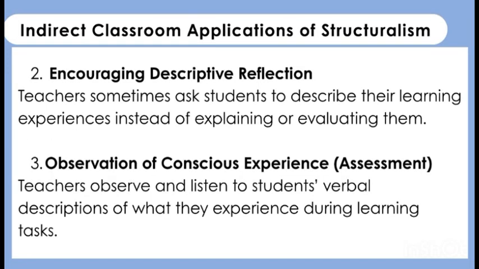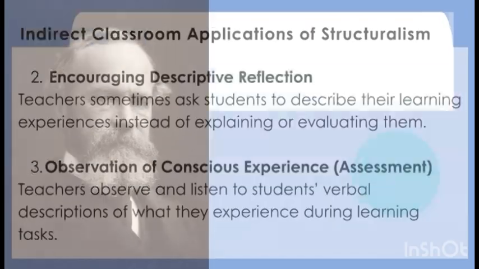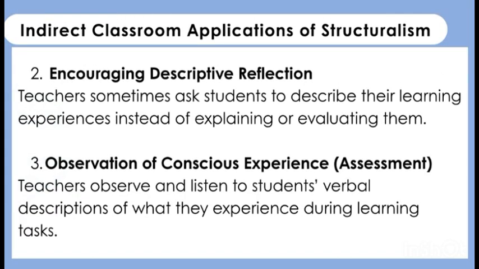We have observing of conscious experience. So teachers observe and listen to students' verbal descriptions of what they experience during a learning task. An example of this is asking students to explain what they noticed while conducting an experiment. So they are observing based on their experiences. They are aware of what they are experiencing. So the teacher will ask students to explain what they noticed, asking how a math problem felt difficult or easy.